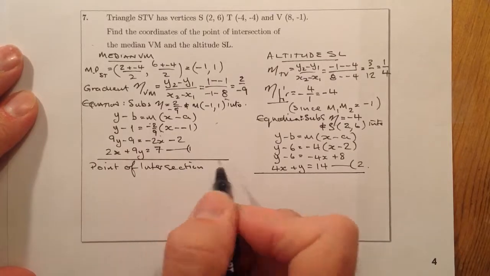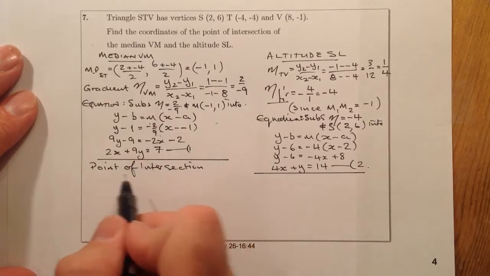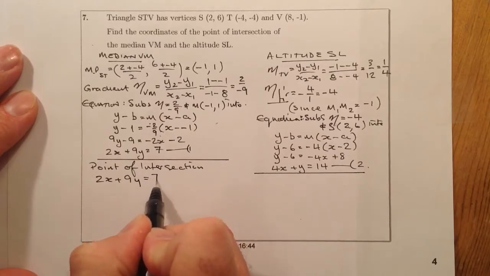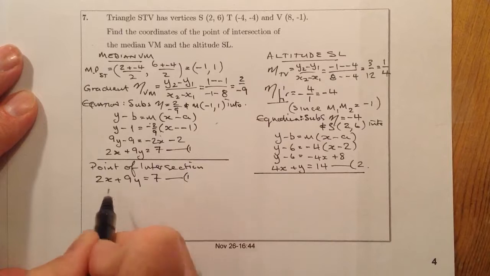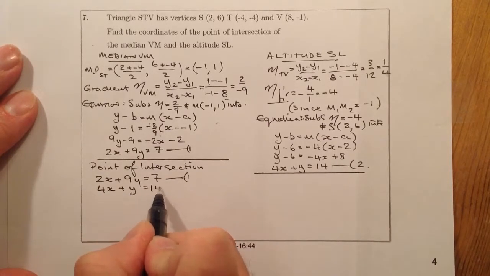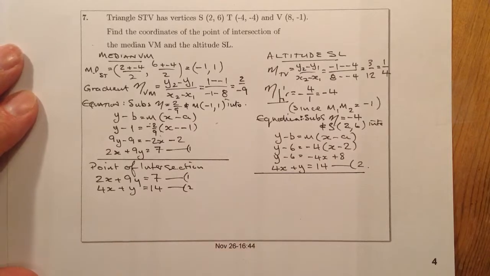And the way I'm going to go about that is simultaneous equations. So I'll write down my equations first. I've got 2x plus 9y equals 7. That's equation number 1. And equation number 2 from over here, and that's going to be 14. Okay, so that's my equation number 2.